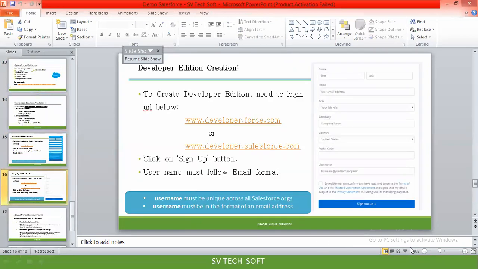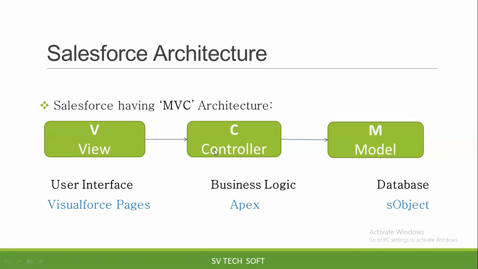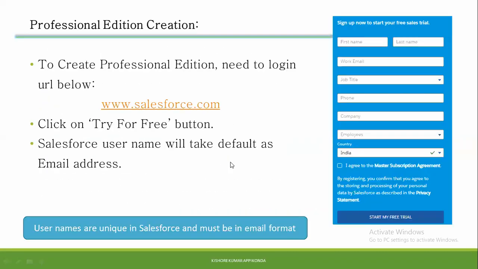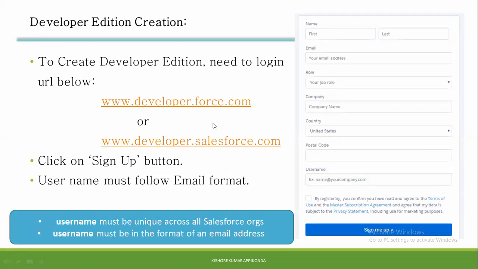Here, usernames are unique within Salesforce. If you create one username, you cannot create the same username again. You have to choose a different name, like Gmail. Whenever you create a Gmail account, if someone has already created it, you cannot create one more. Your usernames are always unique. That is what it means here: the username must be unique across all of Salesforce.